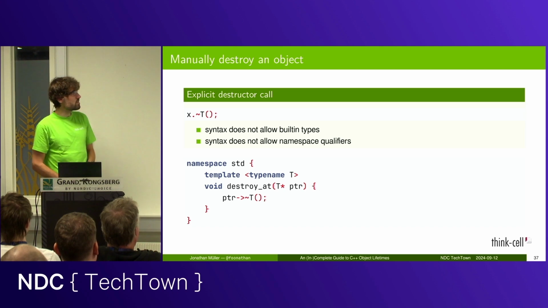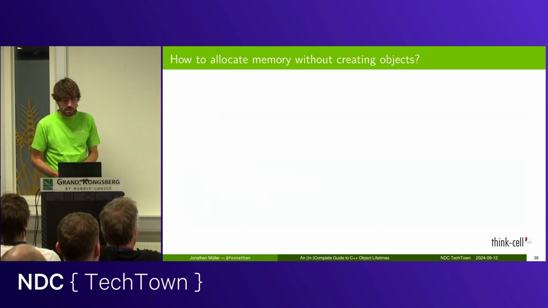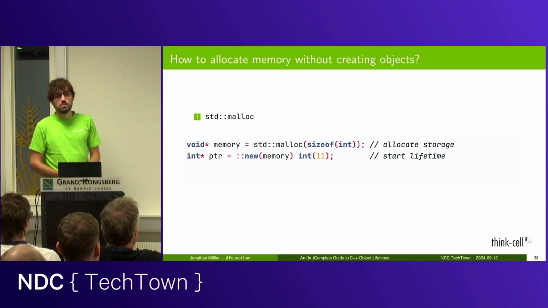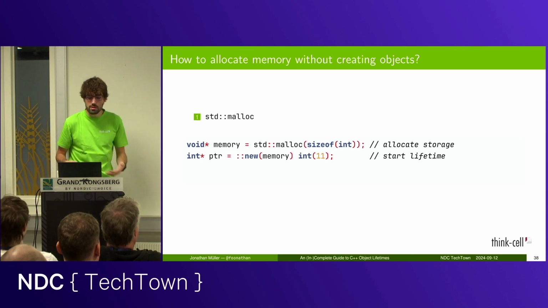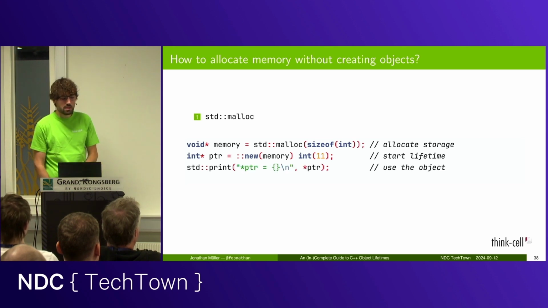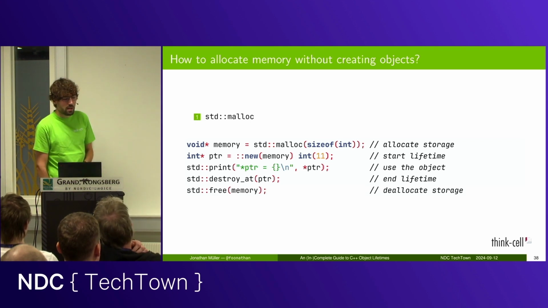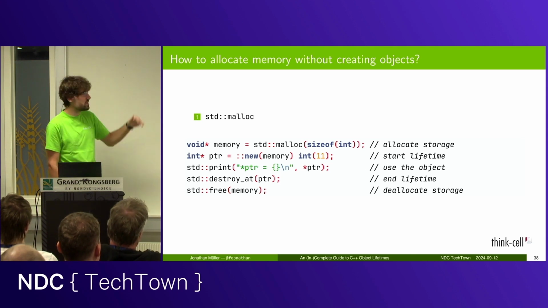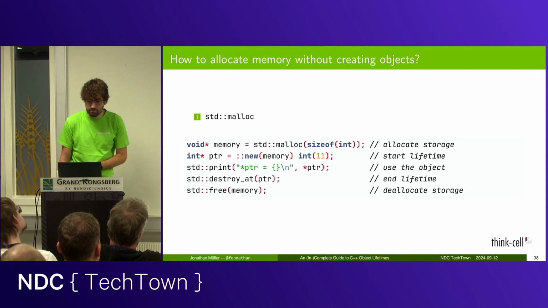How do we get the memory? How do we get memory that doesn't already contain objects? We can use malloc. Malloc simply allocates storage. Then we've got a pointer to some storage, and then we can call placement new to start the lifetime, create objects, and move on with our lives. We can then move it, use it, and in the end we have to destroy the lifetime, and then free the memory. And so now we've got the full object lifecycle under completely manual control. We can decide when to allocate, when to start, when to end the lifetime, and when to deallocate.